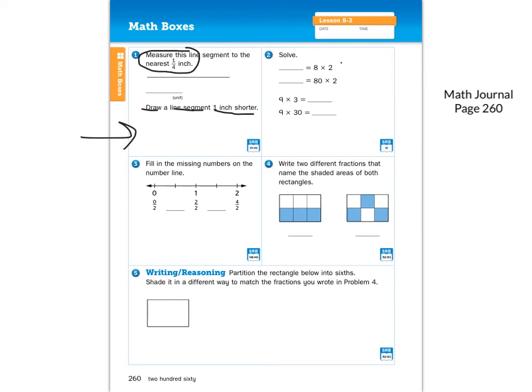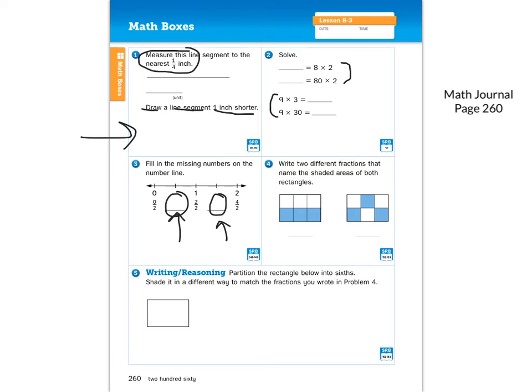Over here we have some extended multiplication facts. So if we know 8 times 2 equals what, then we can figure out 80 times 2 equals, and then put the product in there. Same thing down here, 9 times 3, we know that product. That can help us figure out 9 times 30. All right, and then in here we're putting in missing numbers on the number line. And when they're talking about missing numbers, they're actually talking about fractions. So go ahead and put those fractions in there.